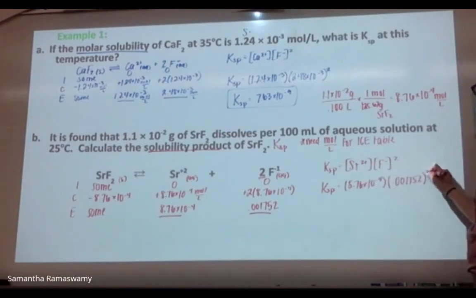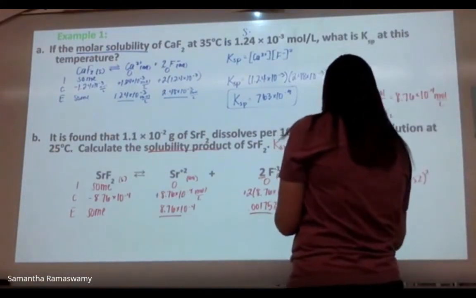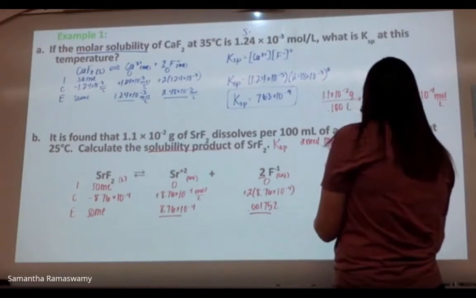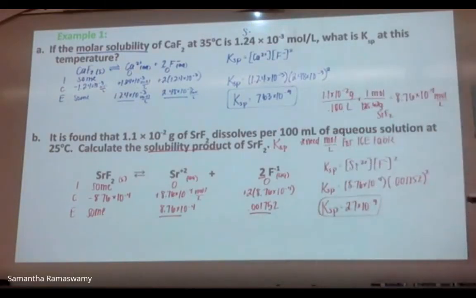All right, pay attention to the Ksp expression you wrote. You have to take into account the 2 in the ice table, and you also have to take into account the Ksp expression. So times 8.76 E negative 4, Ksp. I don't want to do 2 sig figs. 2.7 times 10 to the negative 9. If you did 3 sig figs, it'd be 2.69 times 10 to the negative 9. Again, relatively low Ksp, but that's what we expect for what we consider an insoluble solid. Not very many ions in solution. Questions on A or B?